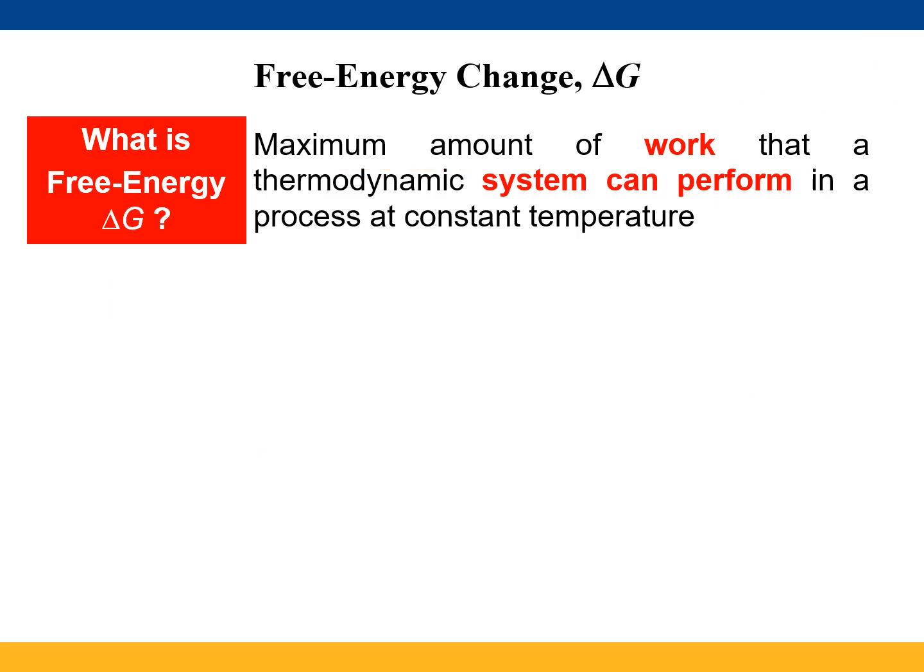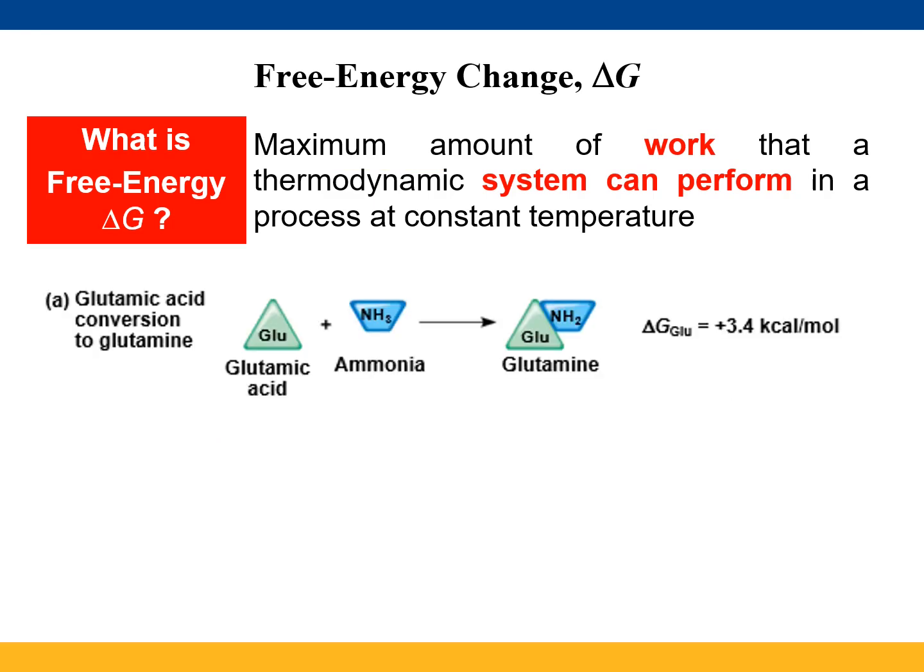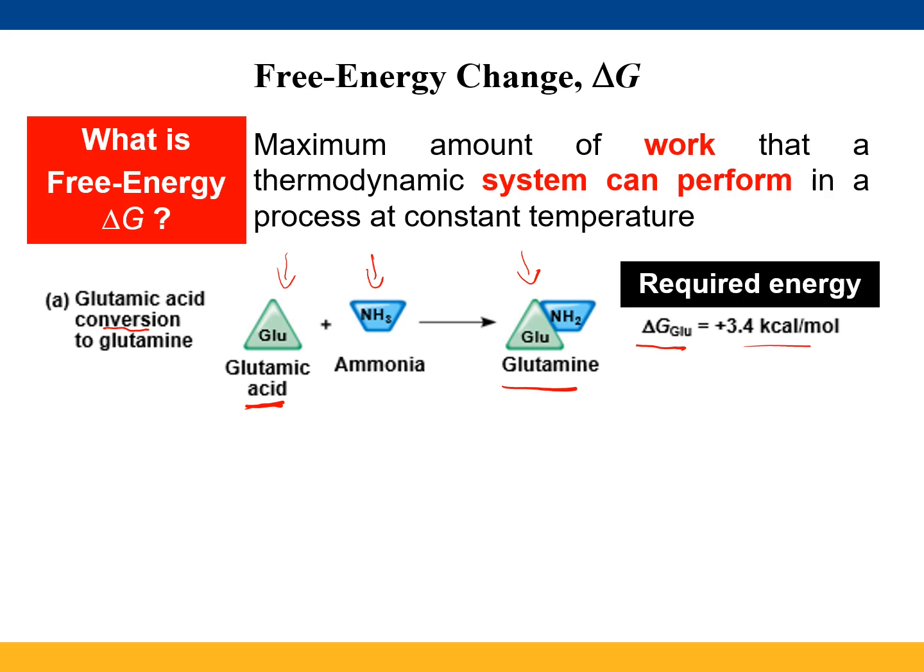Now I'm going to show you a chemical reaction that takes place in living organisms. That is the conversion of glutamic acid into glutamine. So here you have two reagents and here you have one product. However, if you see here, the delta G is positive. So as a result, this chemical reaction will require energy.